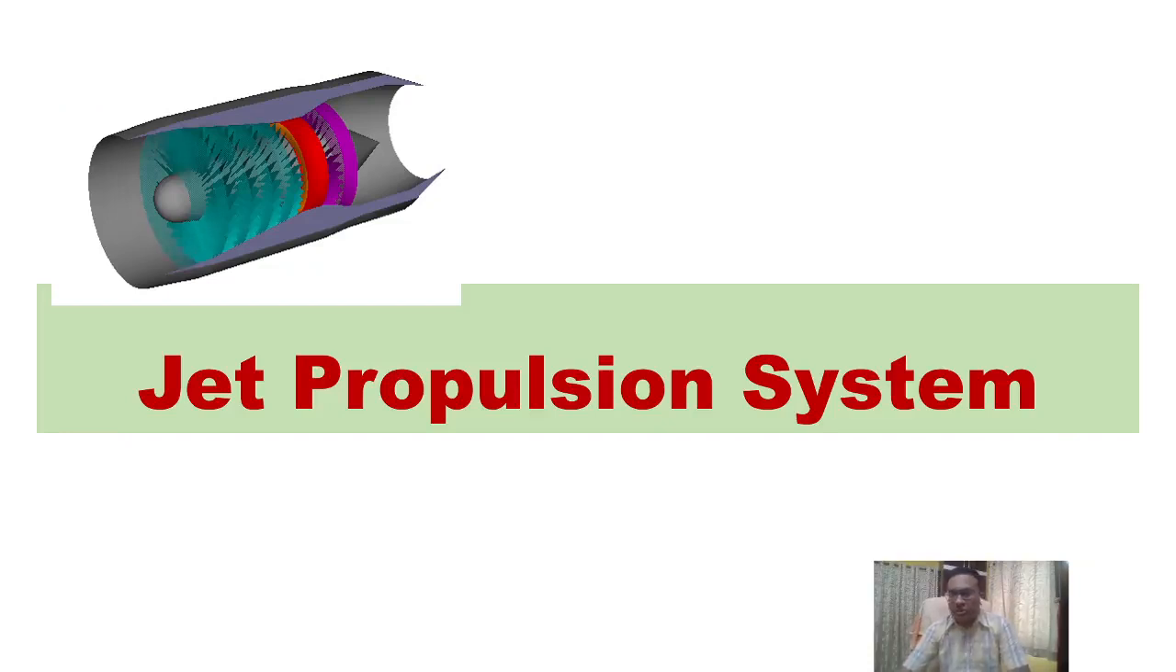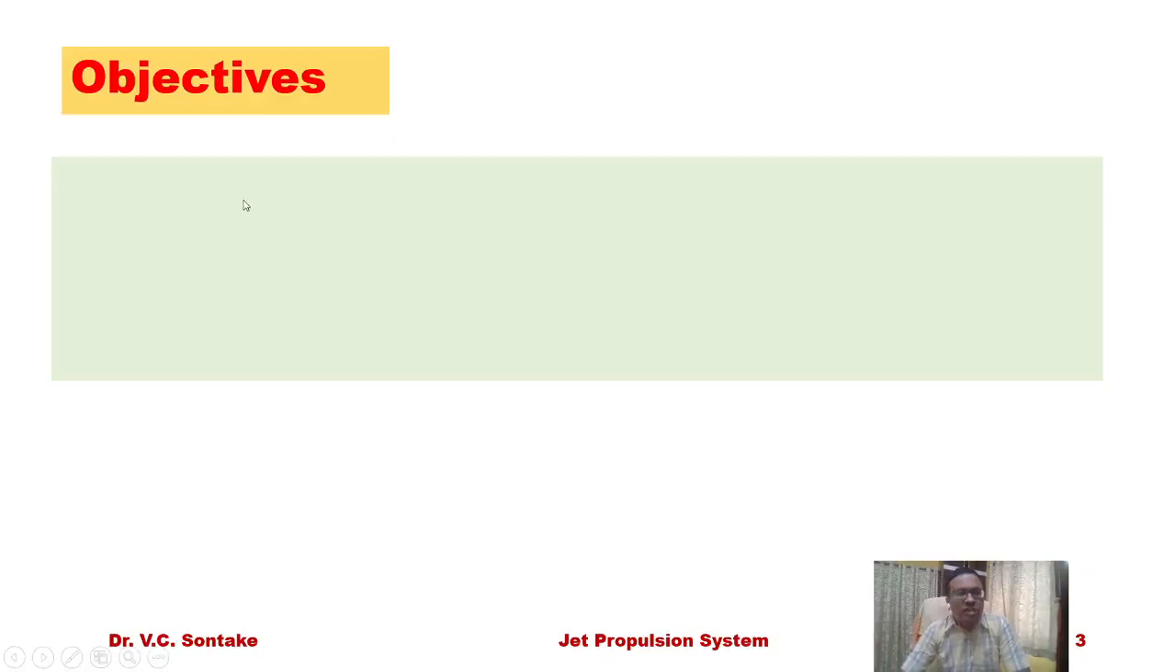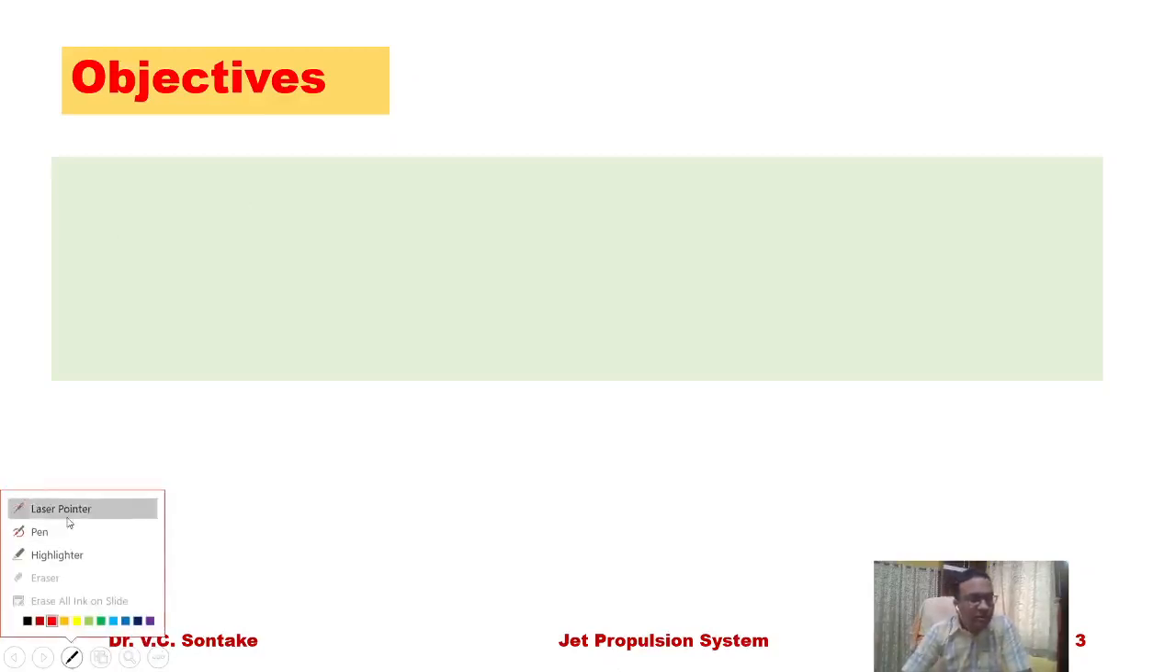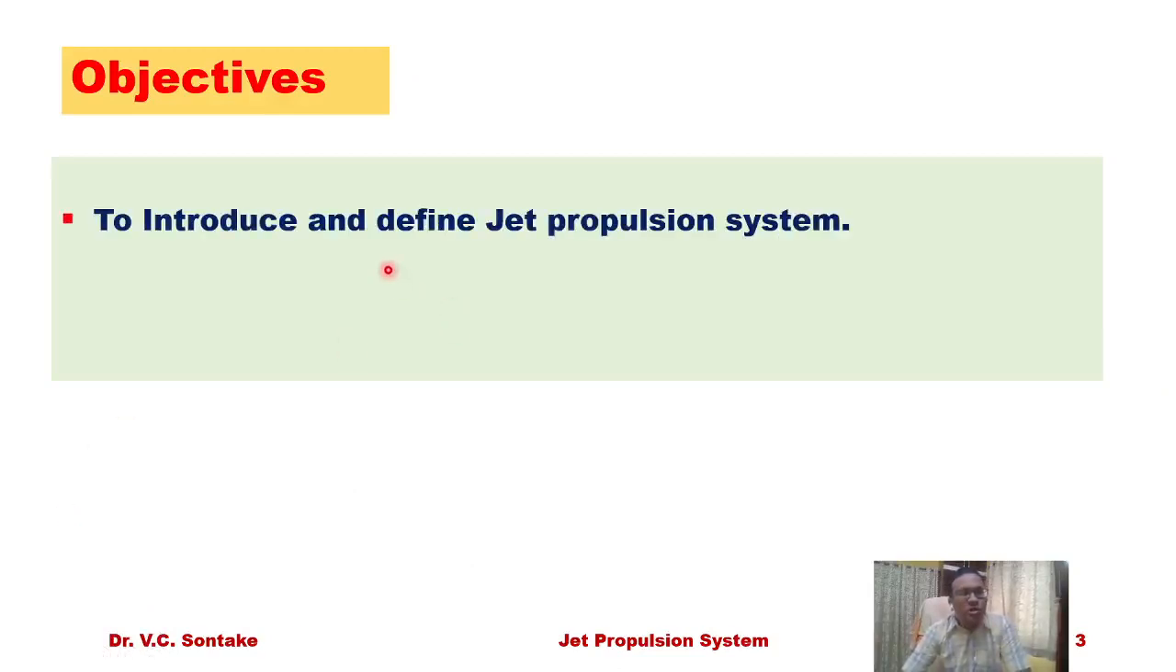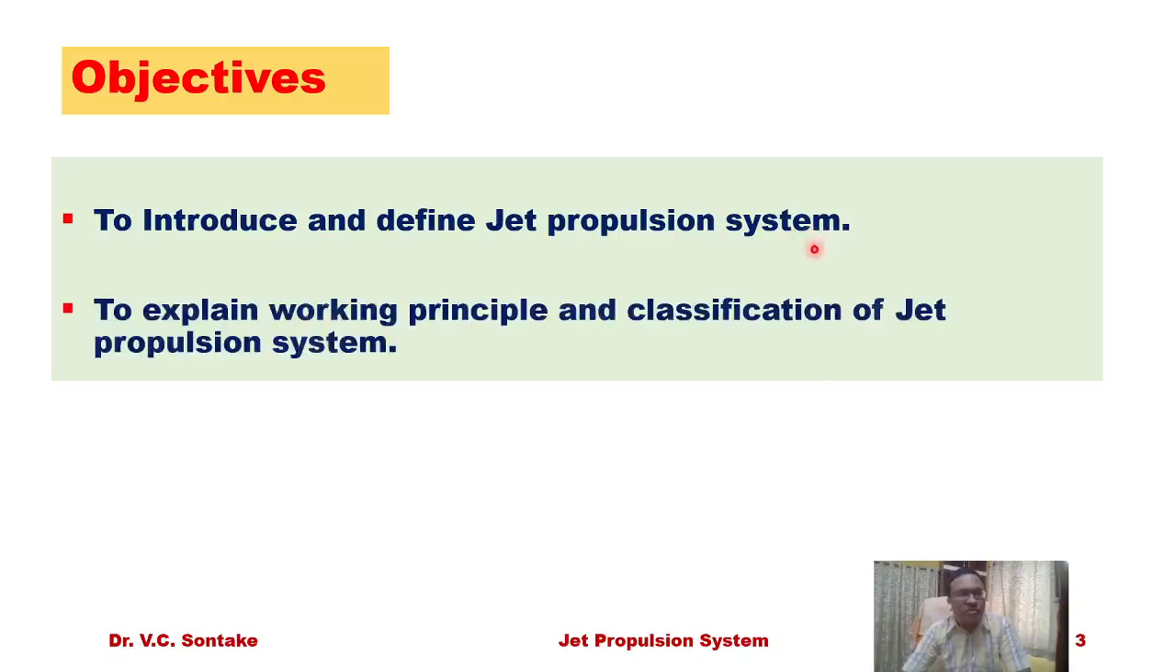So let us start our very basic discussion today on jet propulsion systems. They are also called jet engines. The objectives of this video lecture are to introduce and define what we mean by jet propulsion system, and to explain the working principle and basic classification of jet propulsion systems.